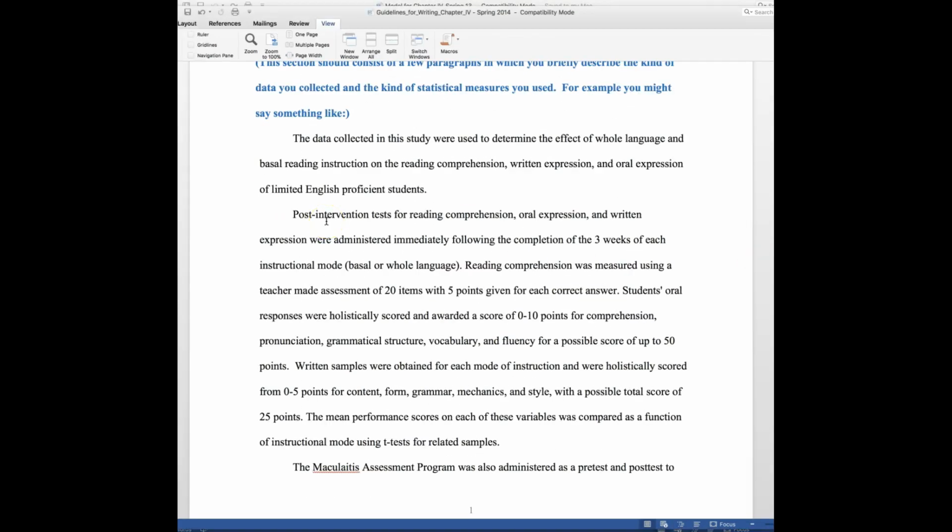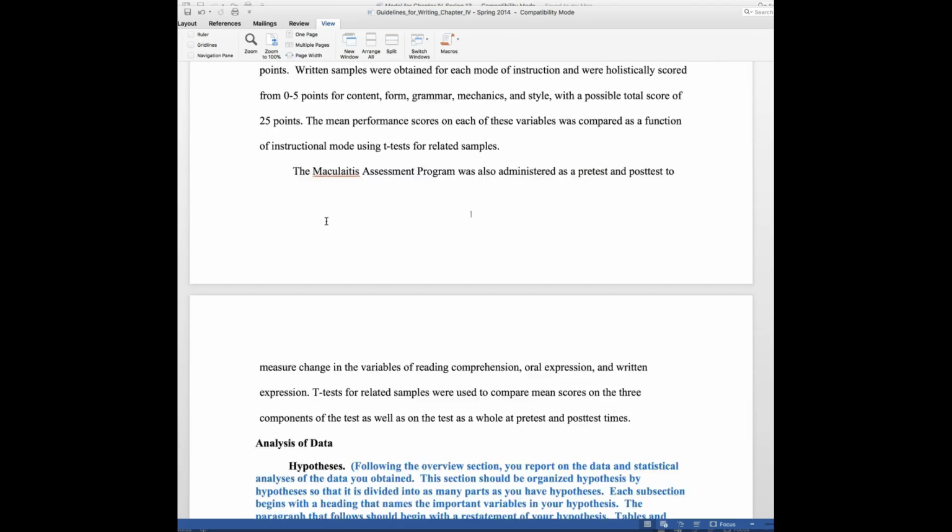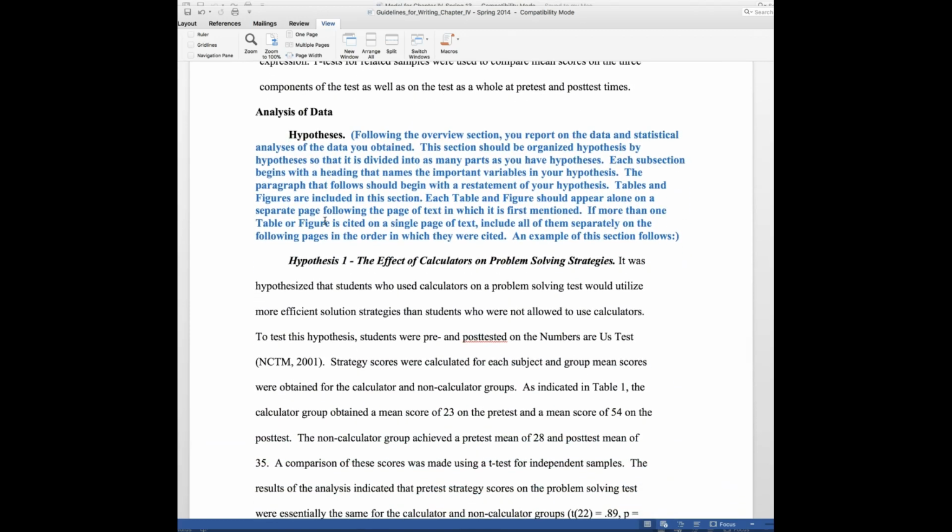This chapter particularly is very fact-driven. You're not going to editorialize a lot here. You're just going to report what you found. And that primarily would come under analysis of data. And in this, you have certain things that need to be in it, and it needs to be objective and repetitive.